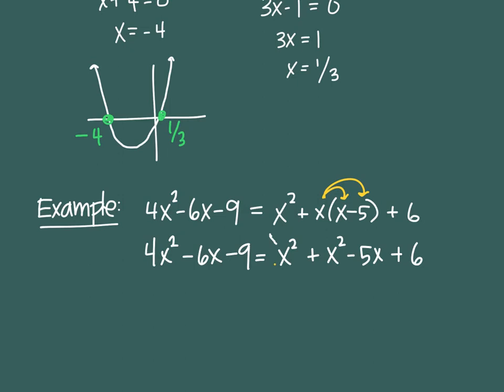So that gives me 2x squared terms on the right-hand side. So altogether, I'm going to have 2x squared minus 5x plus 6. And I haven't really done anything on the left side yet.